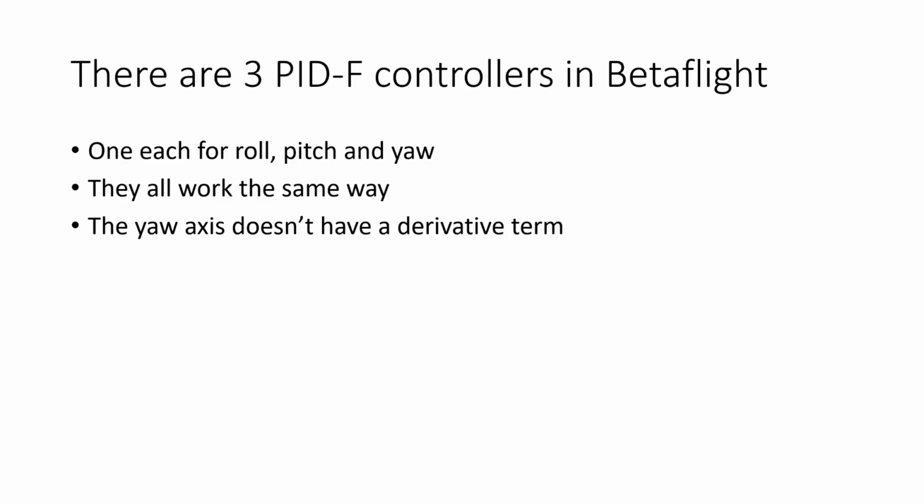There are 3 of these PID controllers in Betaflight, and they all work the same way. There's one each for roll, pitch, and yaw axis, and they're all separate. The only difference with the yaw axis is that it doesn't have a derivative term because the nature of the yaw axis for multi-rotors means that a derivative term isn't required.